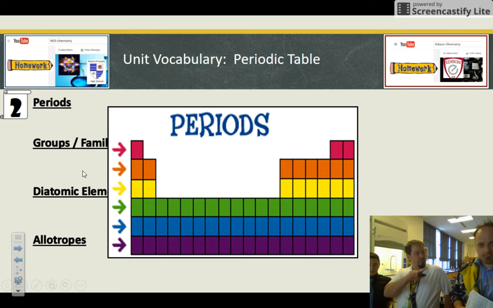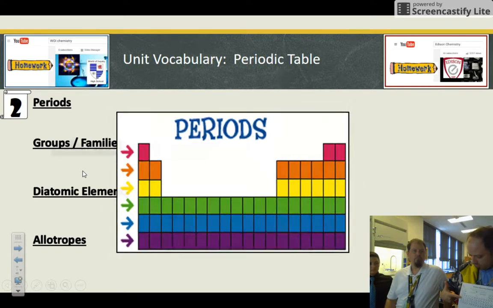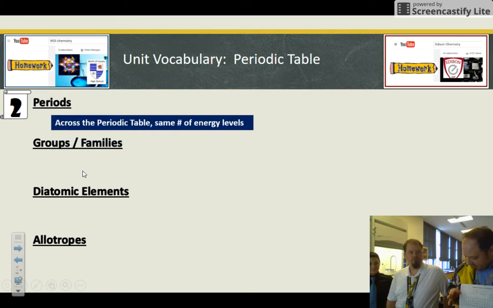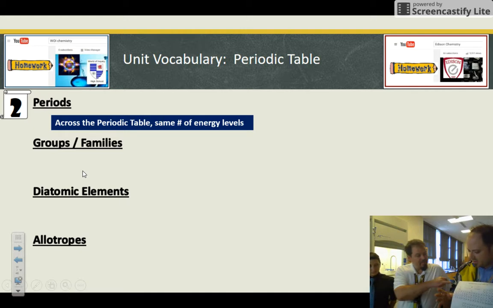Periods. This is going across. Boom, boom, boom, boom, boom, boom, boom. 7 periods. They're labeled on our reference tables. This is across the reference table, and it is the same as the number of energy levels. One energy level, 2, 3, 4, 5, 6, even 7. So it helps.